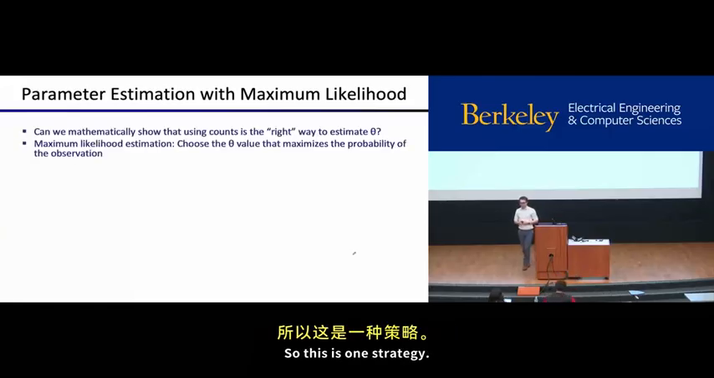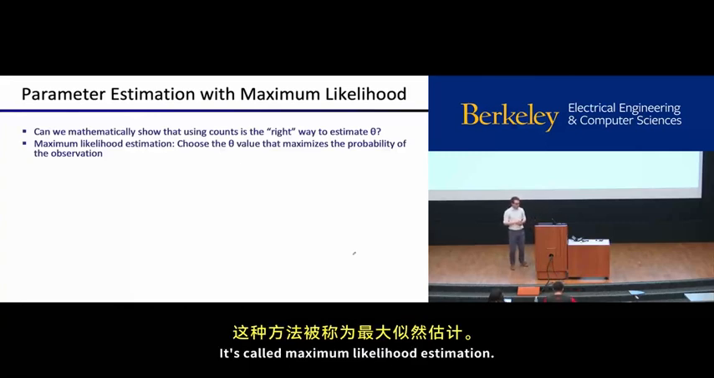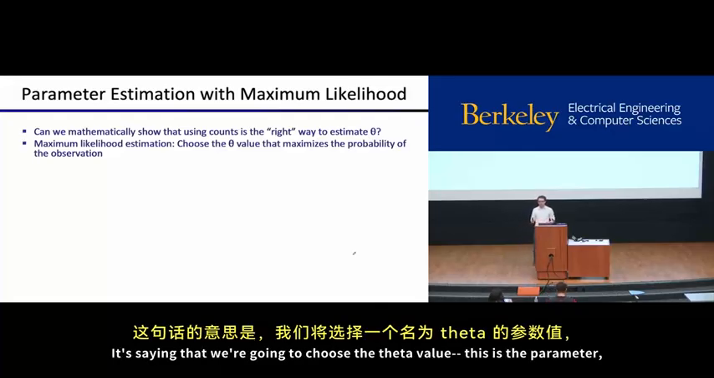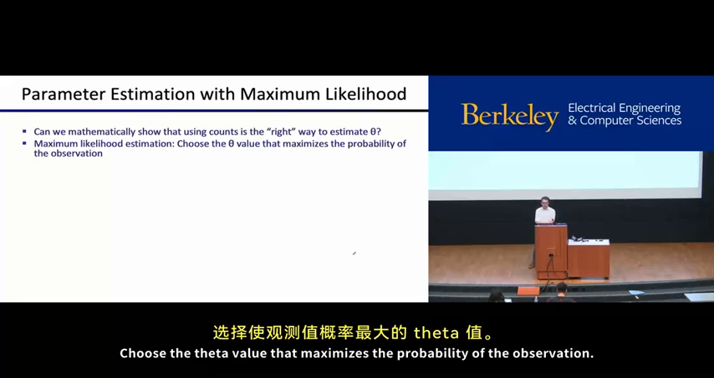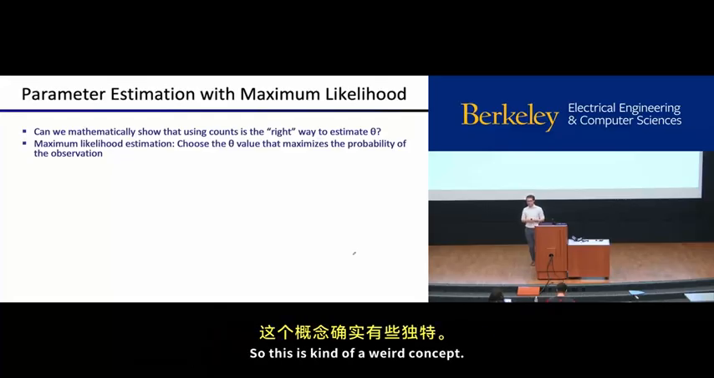So this is one strategy. It's called maximum likelihood estimation. It's saying we're going to choose the theta value. This is the parameter, the probability of red beans in the jelly bean jar. Choose the theta value that maximizes the probability of the observation. This is kind of a weird concept.